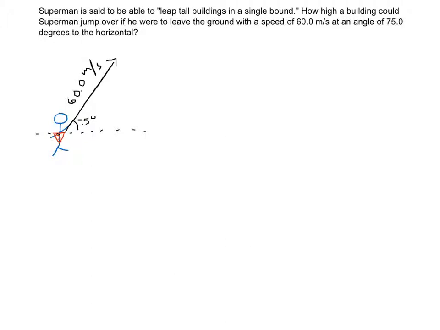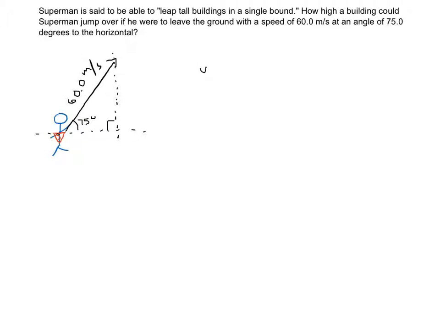Okay, for the last problem here, we've got Superman, who can leap tall buildings in a single bound, and we're asked how high a building could Superman jump over if he were to leave the ground with a speed of 60 meters per second at an angle of 75 degrees to the horizontal. We've got the triangle drawn up here, and I'm going to add one more line to this to help us out there. Now we've got our right triangle. We're going to solve this in a very, very similar way as we did the last problem on the video. We need to find his initial velocity in the x and y directions in order to solve this problem.